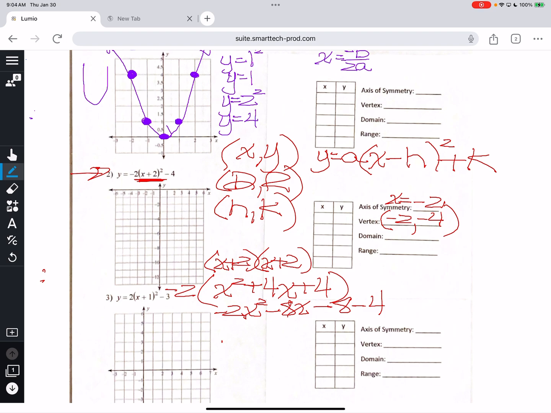Which gives us -12. So in standard form, this is -2x squared minus 8x minus 12. Do you see the vertex is -2, -4? It is not -8 and -12. You cannot look at standard form and just glean that -2, -4 is the vertex. You have to do opposite b over 2a and then plug it back in. I'm just trying to make sure y'all don't try to do that.